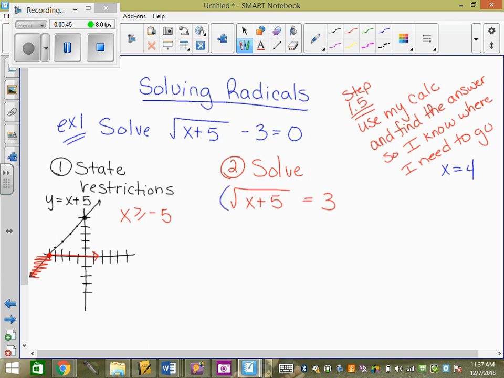So I square both sides to get rid of my radical. I have to get my radical on one side, everything else on the other. And then I'm going to get the squared canceling up square root, so I get x plus 5 equals 9. Subtract 5. X equals 4.